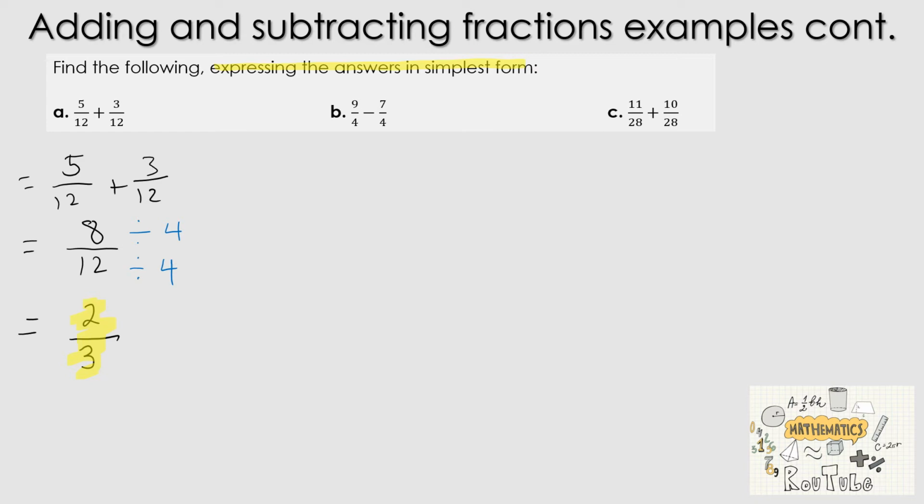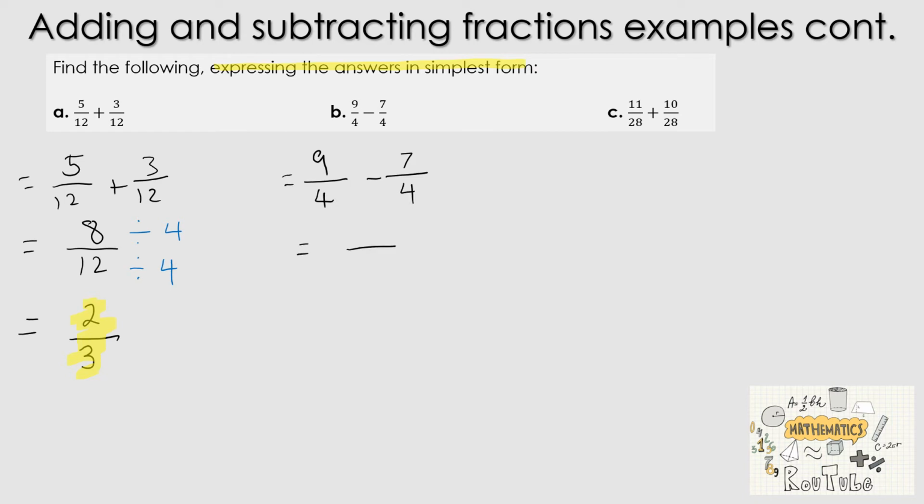Moving on to question B. So we need to subtract, we've got 9/4 minus 7/4. This one looks a bit funny because they are both improper fractions, but we still follow the same process. So once again, write down the question. So we've got 9/4 minus 7/4. So once again, we'll work down the page so we have enough room.